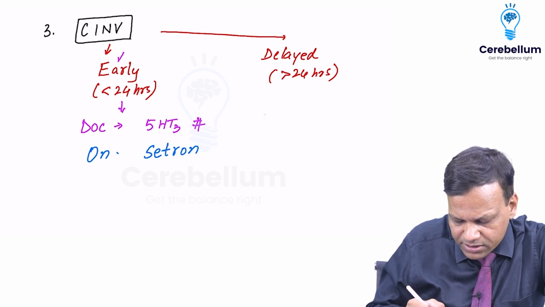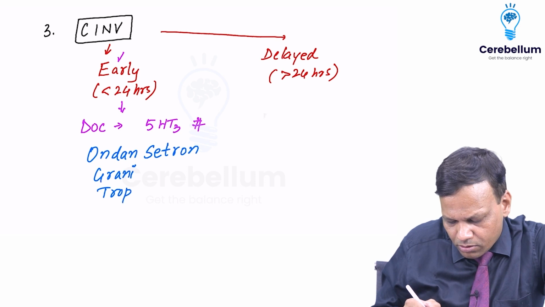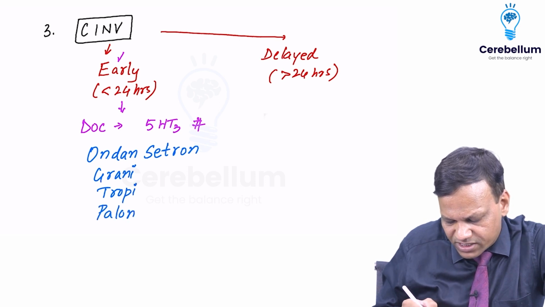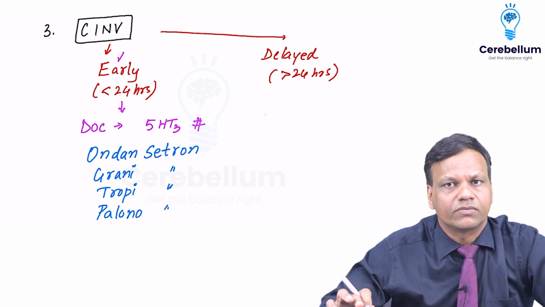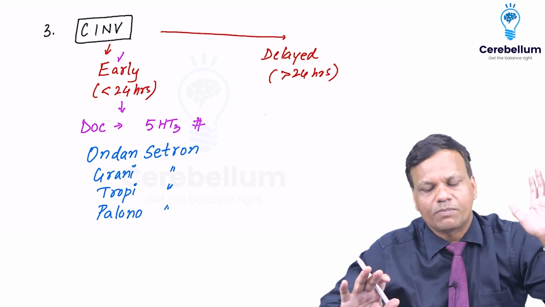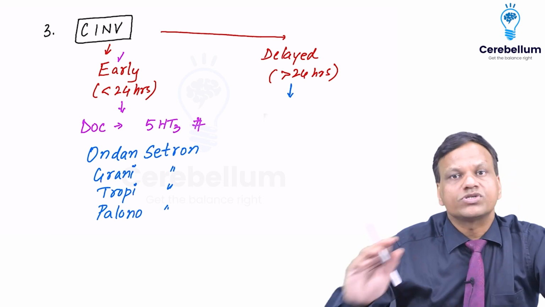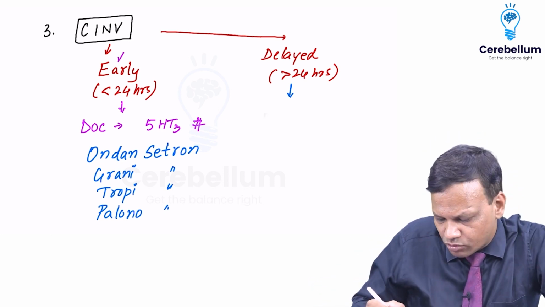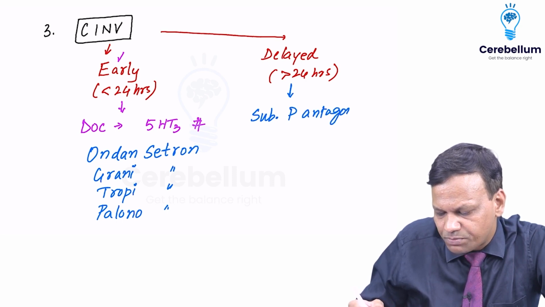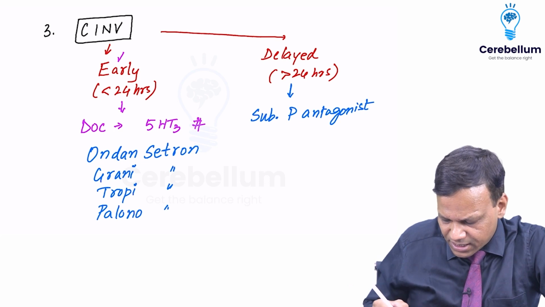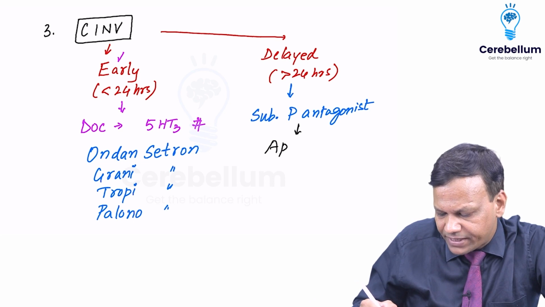Drugs like ondansetron, granisetron, tropisetron, palonosetron. So any drug ending with cetron is the first line drug for chemotherapy induced nausea vomiting. Most of the cases are early, so even if early is not mentioned, the answer should be cetrons. But the problem is the delayed cases do not respond to cetrons. So in delayed cases, we have to give substance P antagonists, drugs like aprepitant.